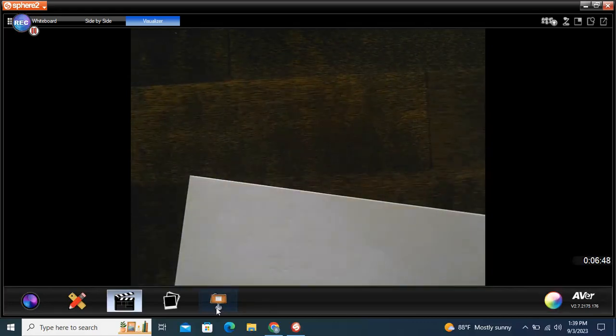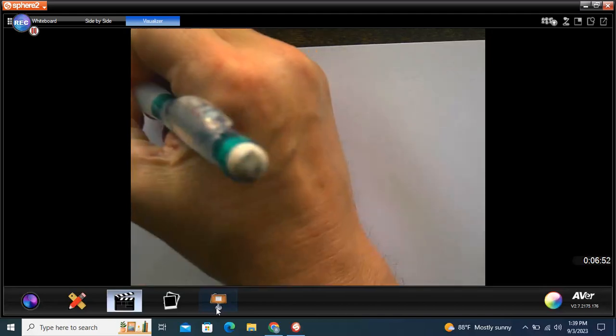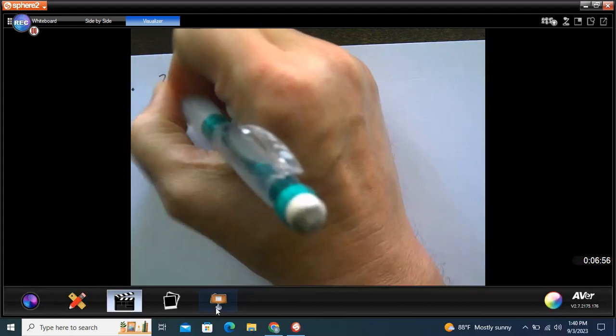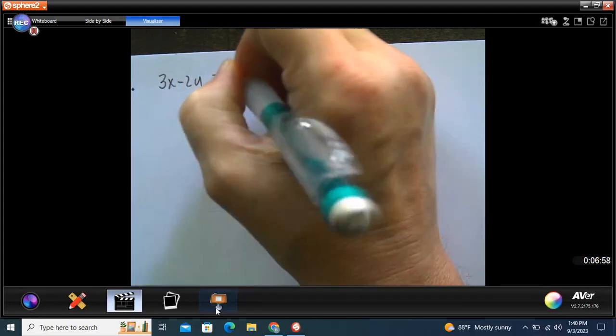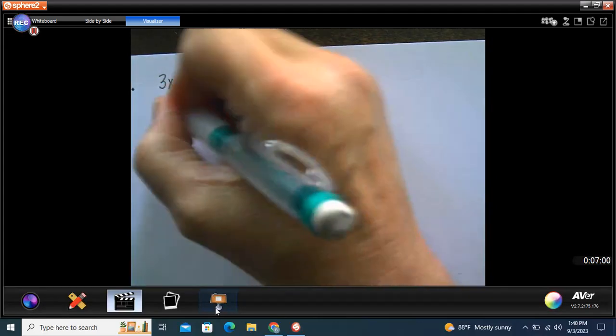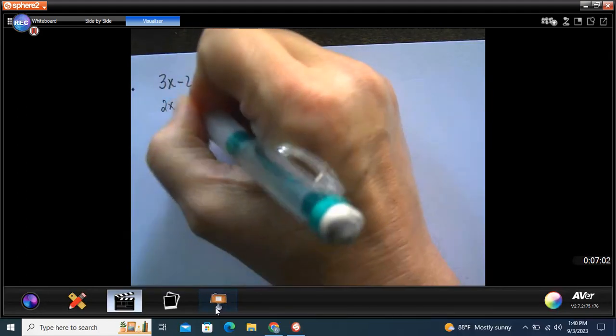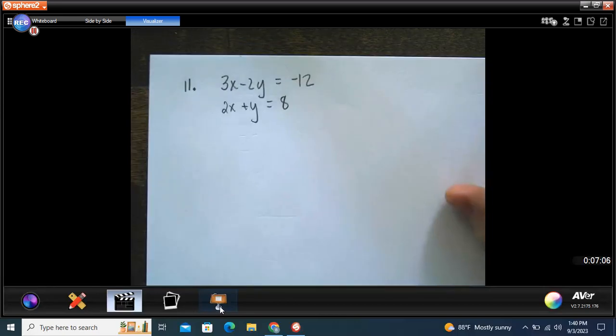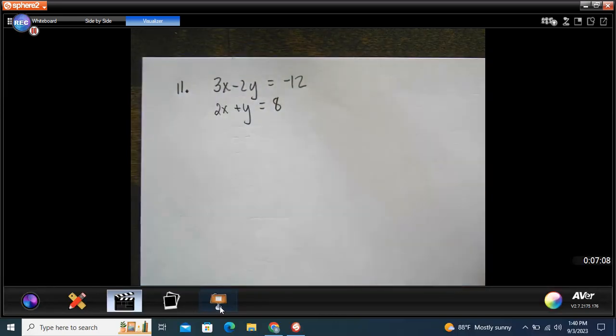Okay, moving right along. Number 11. We have 3x minus 2y equals -12, and 2x plus y equals 8. And we're supposed to solve these simultaneously for x and y. So in other words, where do these two lines intersect?